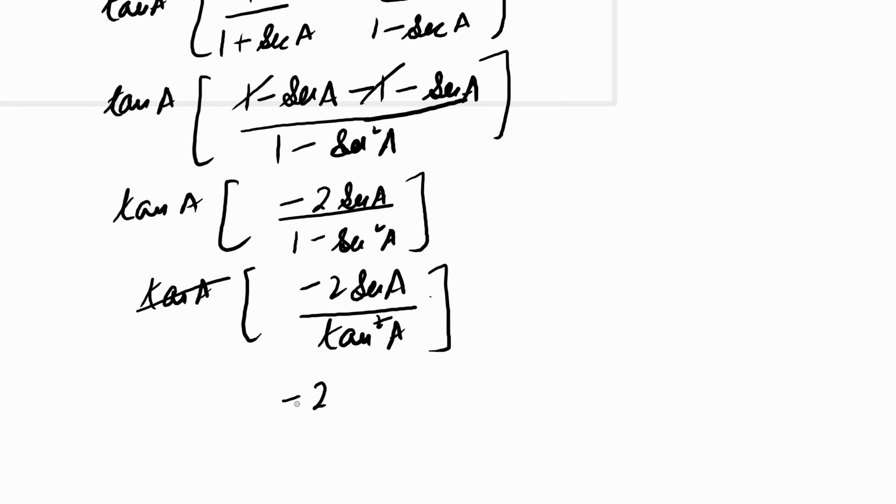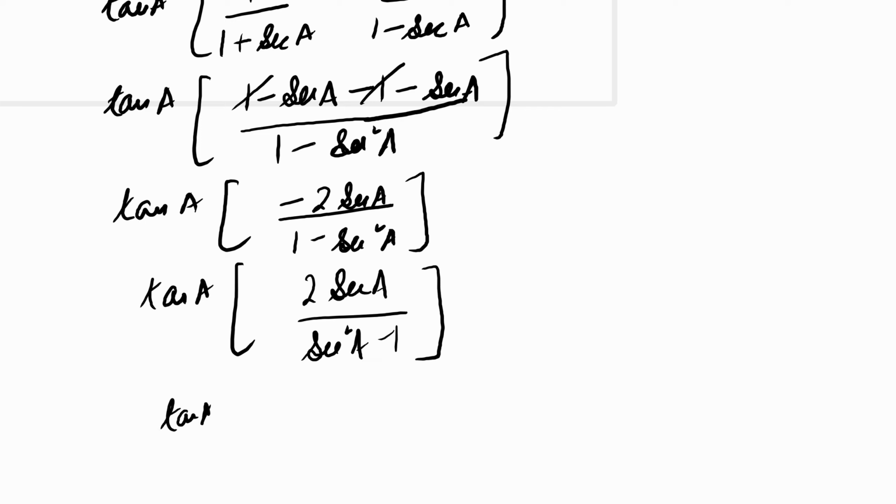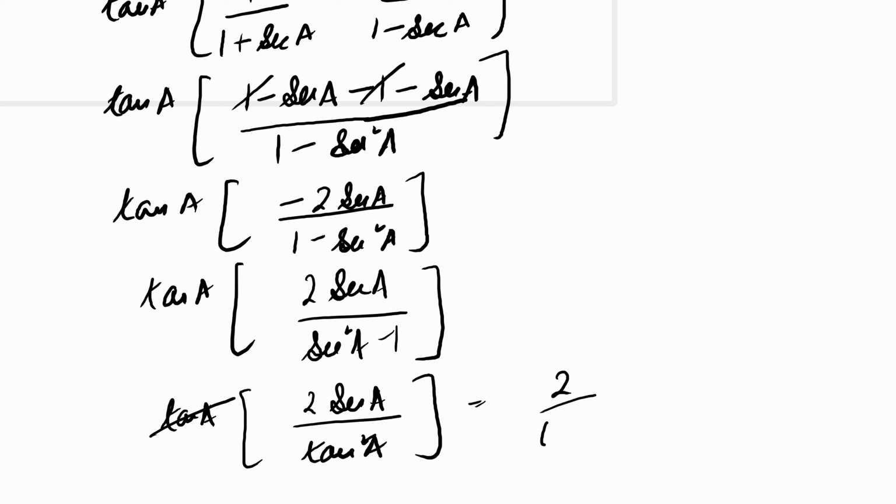No, I have made a mistake. Sec square A minus 1 is tan square A, right? So I can write 2 sec A upon sec square A minus 1. So this will become tan A times 2 sec A upon tan square A. Tan will cancel out. It will become 2 upon cos A and tan square A will become sin square A.